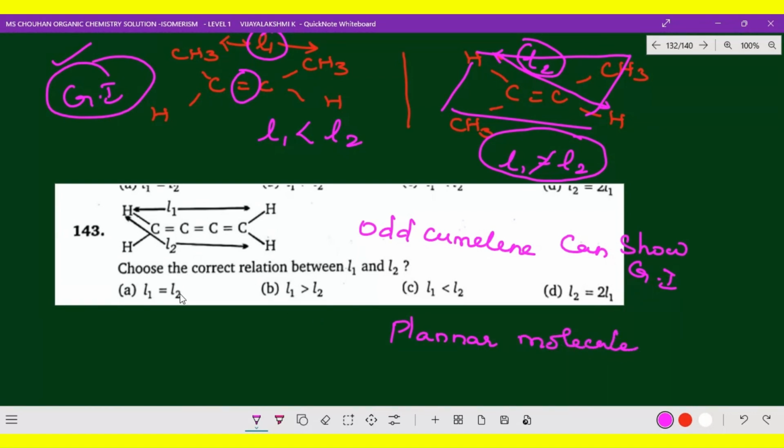Now choose the correct relation between L1 and L2. The same question, sorry, same concept, different question. Right now, the same idea we just apply over here.